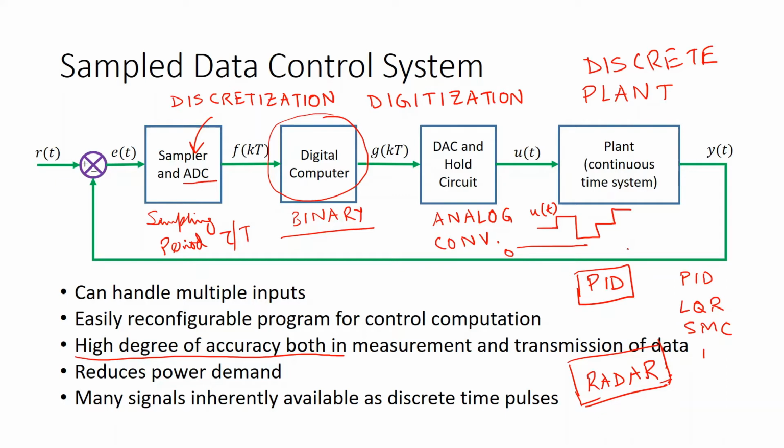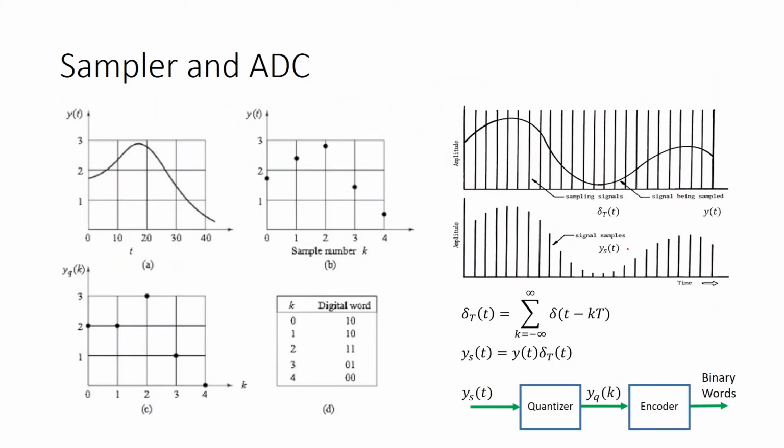This is the sampled data control system, and now we look into each of these components. We will look into the sampler, the ADC, and the DAC and hold circuit. The sampler and the ADC are two different things, please keep in mind. The sampler is what samples a continuous signal. Suppose the sampling instants are 10 units of time, 20 units of time, 30 units of time. These are not seconds, these can be any unit of time. Mostly they are in the range of microseconds, so the sampling is done at 10 microseconds, 20 microseconds, like that.